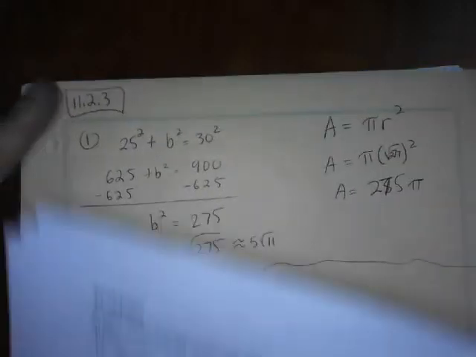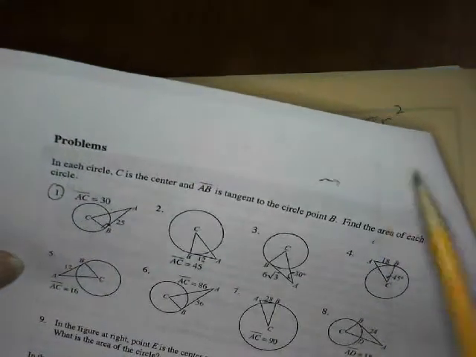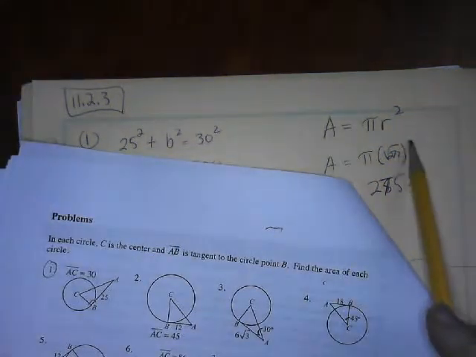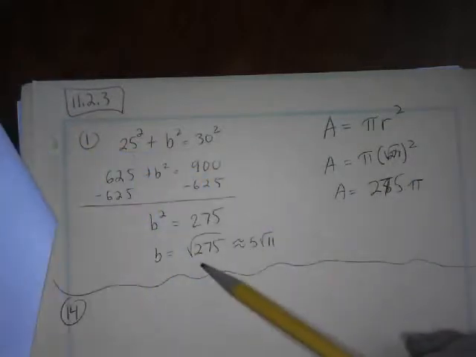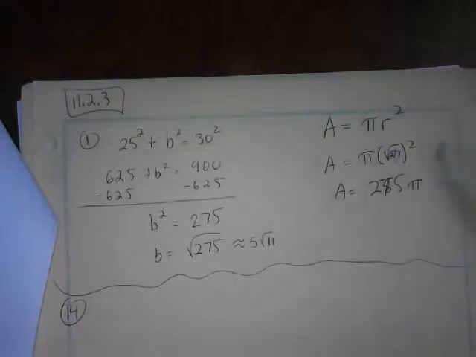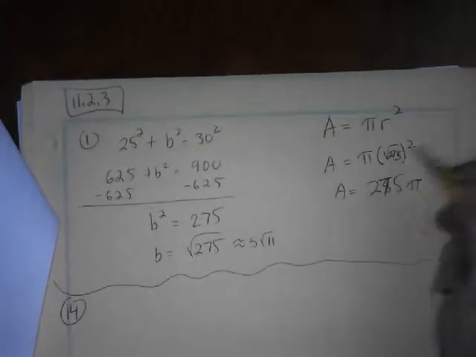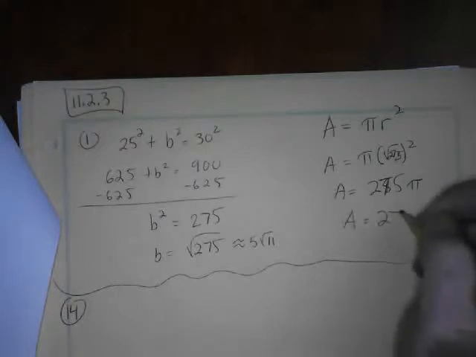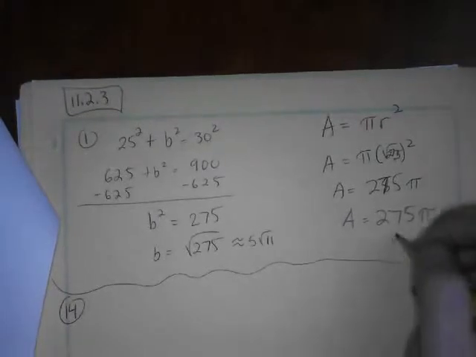Then it made it a little more interesting. It asked me for the area of the circle. So I know areas of circles are pi r squared. And I know what r is. R is root 275. So pi times root 275 squared. Here, you can't read it. It's just 275 pi. And those would be square units.